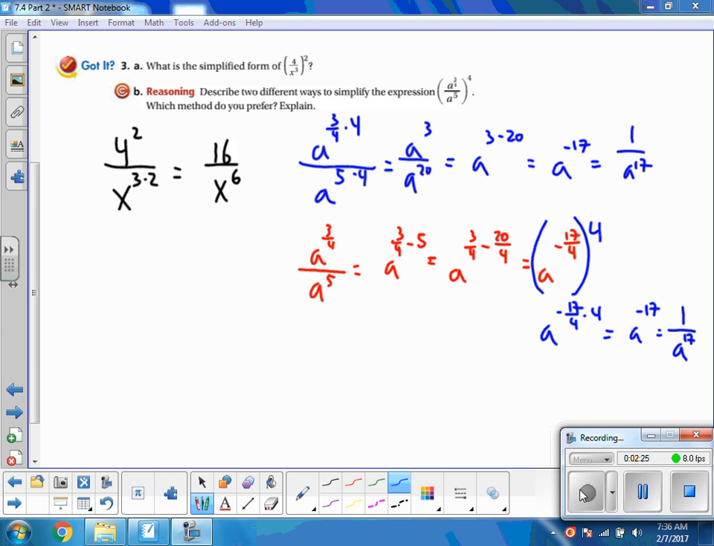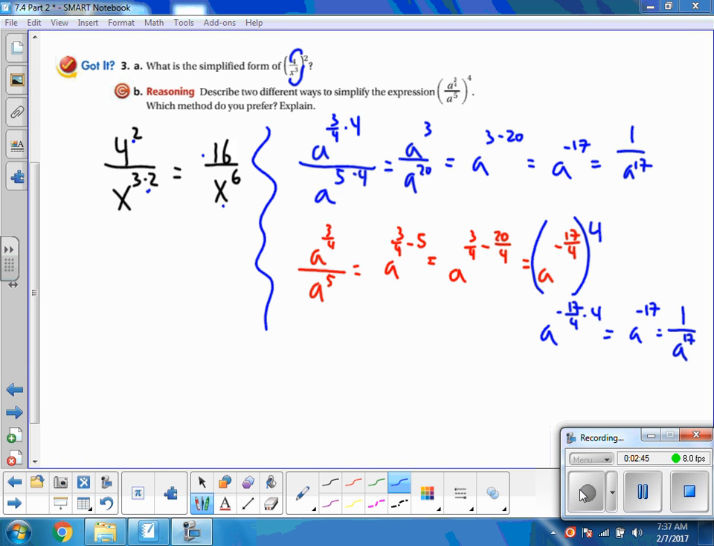Take a look at your answers here. First one, nice and simple. I'm distributing that square out to both terms and using my power to power rule by multiplying. And this is 2 times 1. And so again, simplified, I got my 16, x to the 6th, nice.